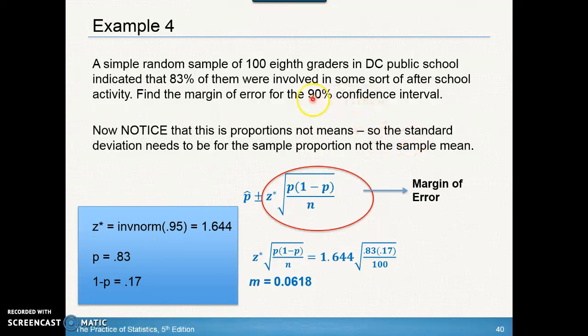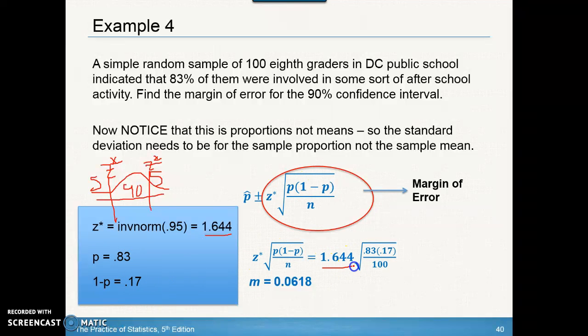So in this case, since it's a 90% confidence interval, what we know is that it's taking up 90% of the curve, and I have 5% of the curve outside the confidence interval on both sides. So I need to get that critical z-score that separates what's inside the confidence interval versus outside. So you can do inverse norm of 0.95, which is all of this area to the left, or you can do inverse norm of 0.05, which is going to give you exactly the same answer. We know that p is 0.83 and 1 minus p is 0.17. So we're just going to plug those in.